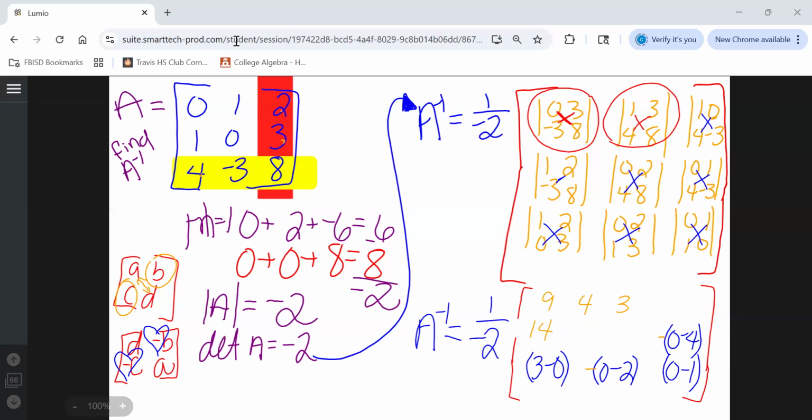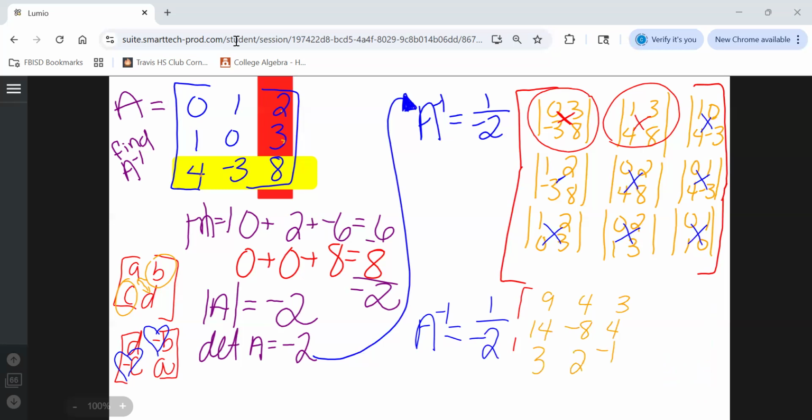0 minus 4, which is negative 4, but multiply that by the negative outside, which is going to be positive 4. 3 minus 0, which is 3. 0 minus 2, which is negative 2, but multiply that by the positive outside, which would give me positive 2. And 0 minus 1 is negative 1. So we are left with a much nicer matrix. Don't worry, we're still not done yet, but we're left with a much nicer matrix.